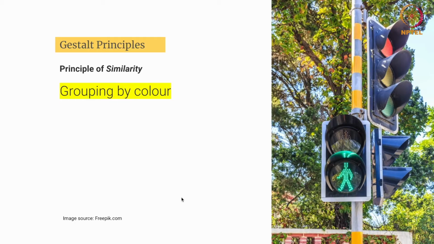Next, grouping by color also happens in our day-to-day life when we travel. Primarily people who are staying in cities can easily see those things in terms of traffic. Traffic lights again follow the principle of similarity in terms of grouping by color.